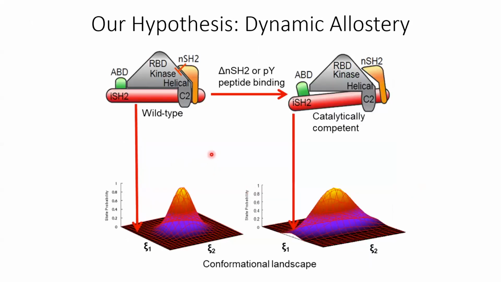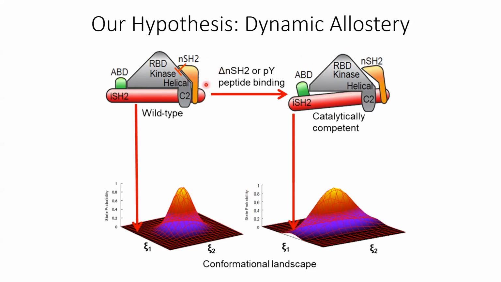And so to explain these observations, we propose that PI3K actually has this mechanism of dynamic allostery. And dynamic allostery itself as an idea is not new. It was analytically shown by Cooper and Dryden in 1984, and has since been demonstrated experimentally in multiple systems.